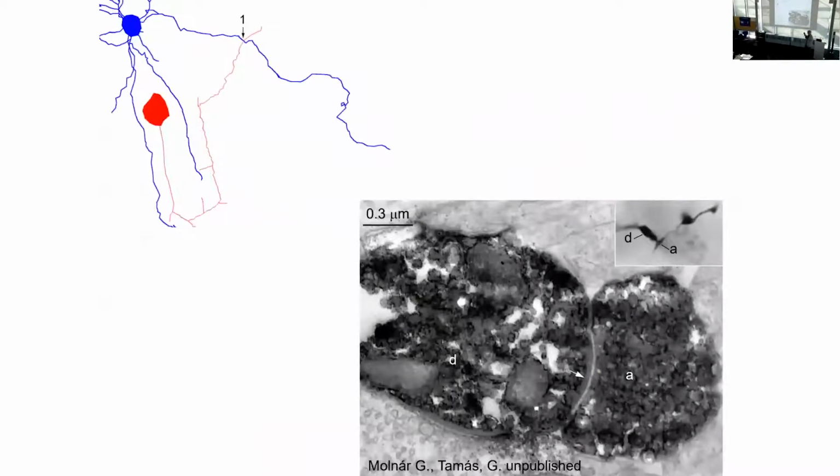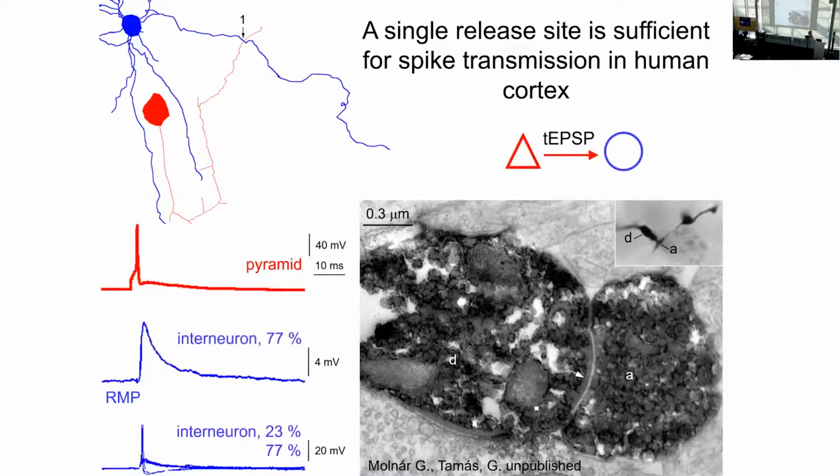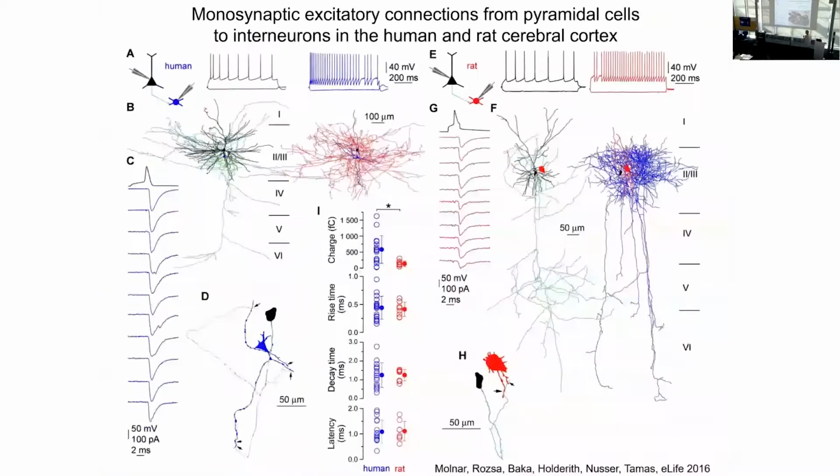So how many synapses do you require? Here is a single synapse linking a pyramidal cell, the axon coming out of the soma, arriving at the postsynaptic dendrite. And this is the effect. So 77% subthreshold response, 23% postsynaptic spike in response to a single synapse. Very effective, I think. So what makes pyramid to interneuron synapses so efficient in the human?